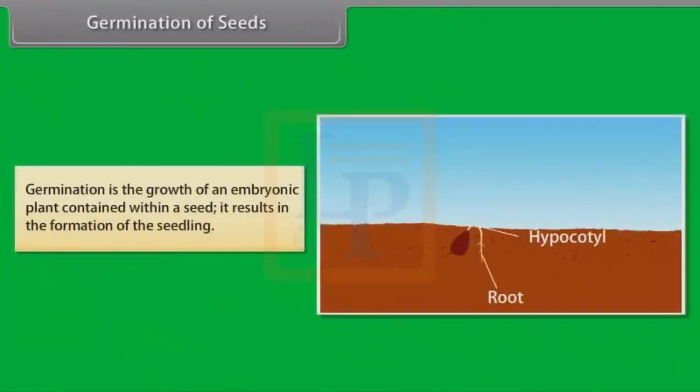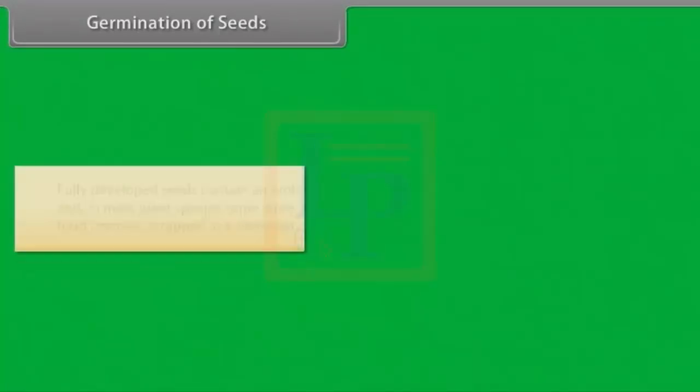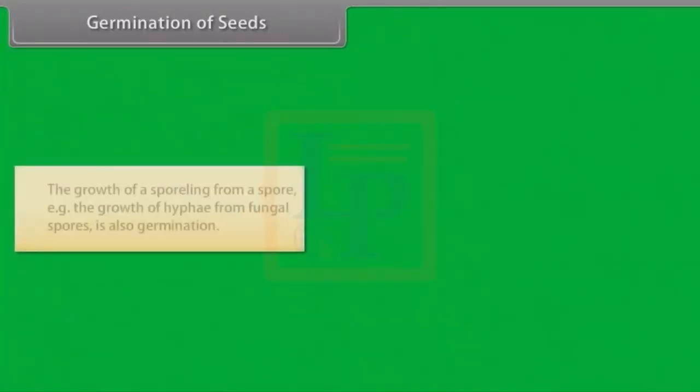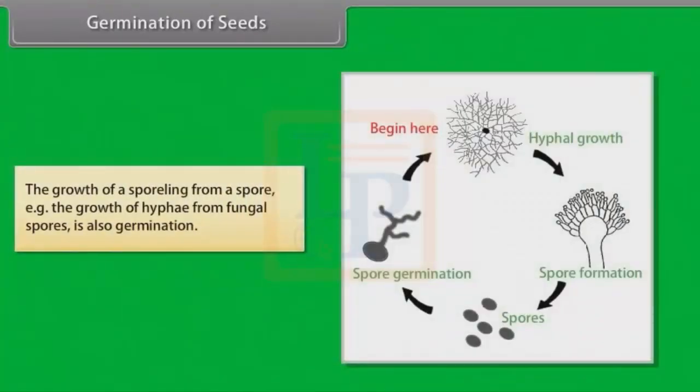Germination is the growth of an embryonic plant contained within a seed. It results in the formation of the seedling. Fully developed seeds contain an embryo, and in most plant species, some store of food reserves wrapped in a seed coat. The growth of a sporeling from a spore, for example, the growth of hyphae from fungal spores, is also germination.